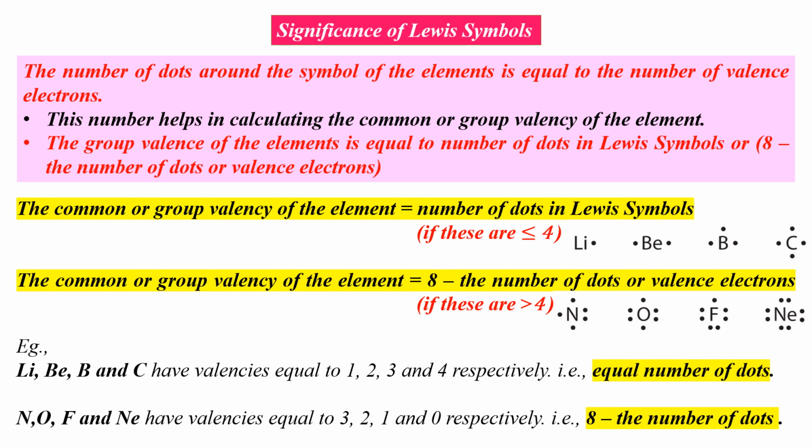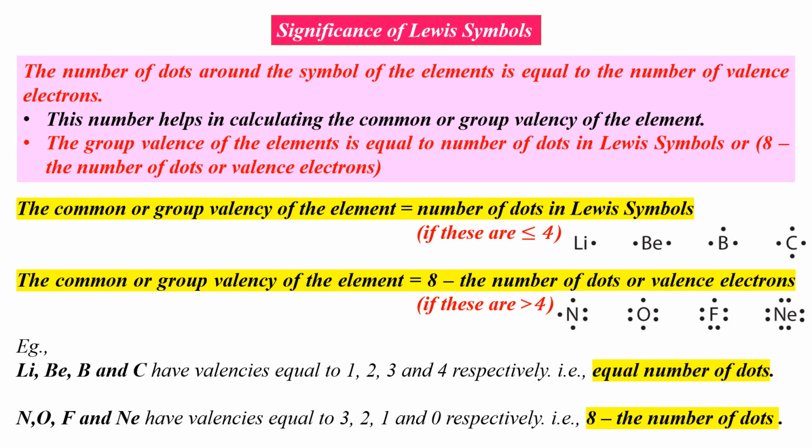It is 3. Let us consider the Lewis symbol of carbon. It has 4 dots representing the 4 valence electrons. The common valency that would be preferred by carbon would be equal to the number of dots in the Lewis symbol of carbon, since there are 4 dots in it. Clear? So the common valency that would be preferred by carbon would be 4. So lithium, beryllium, boron and carbon have common valencies equal to 1, 2, 3 and 4 respectively. These elements would prefer to have these valencies. That is why we have mentioned common.